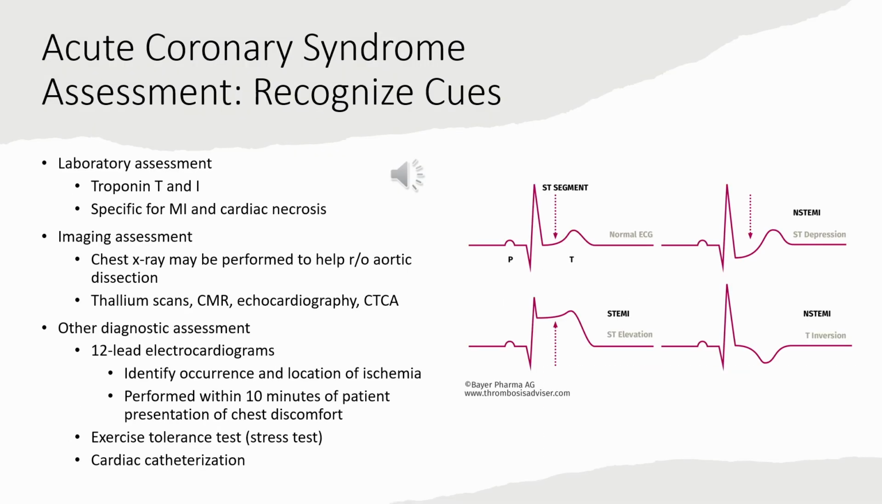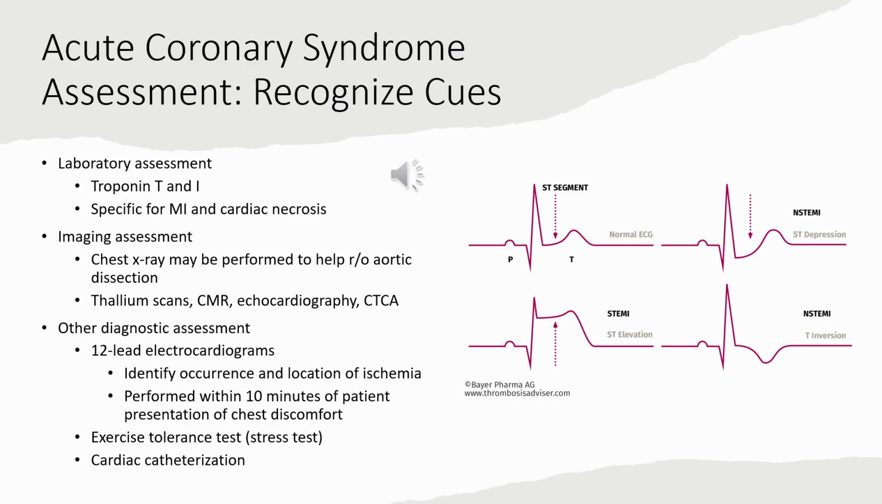All right, continuing with our assessment here of acute coronary syndrome. Once we identify the potential signs and symptoms of ACS, then we rely on our diagnostics to confirm a myocardial infarction, to assess the severity of the ischemia, and to determine the appropriate treatment strategies. So with our laboratory assessment, we look at those cardiac biomarkers.